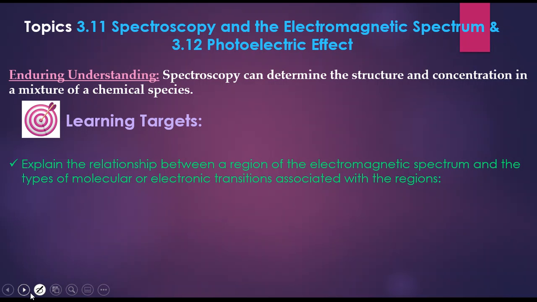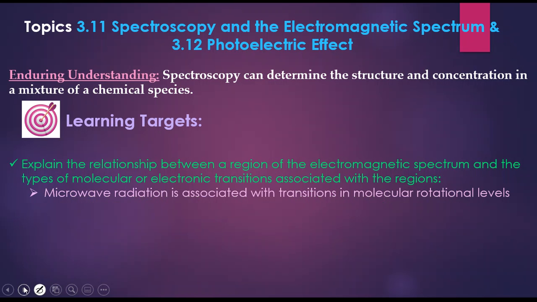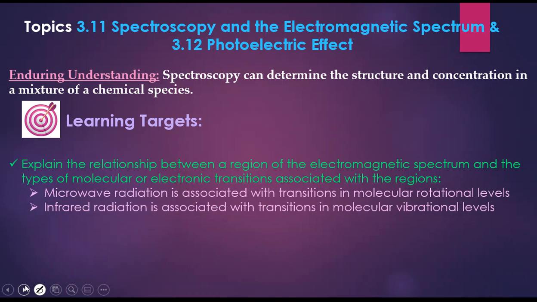First learning target, explaining the relationship between a region of the electromagnetic spectrum and the types of molecular or electronic transitions associated with the regions. So one particular region, we'll talk about microwave radiation, and it's associated with transitions in molecular rotational levels, rotation of molecules. Infrared radiation is associated with molecular vibrational levels, vibrational changes in the molecules.